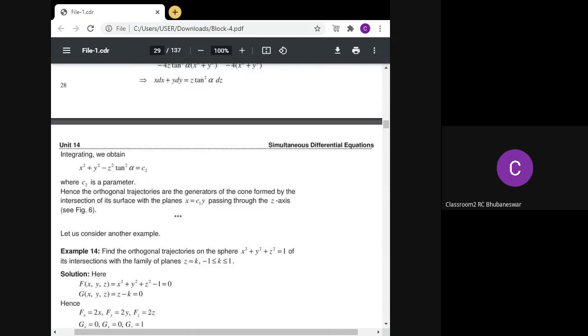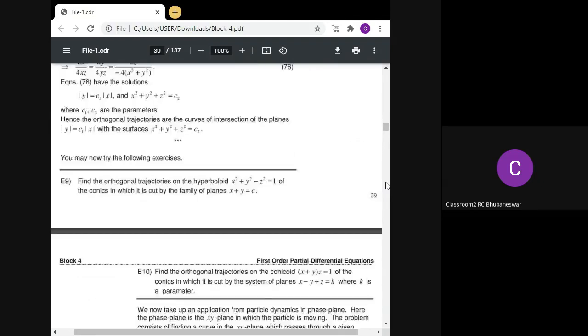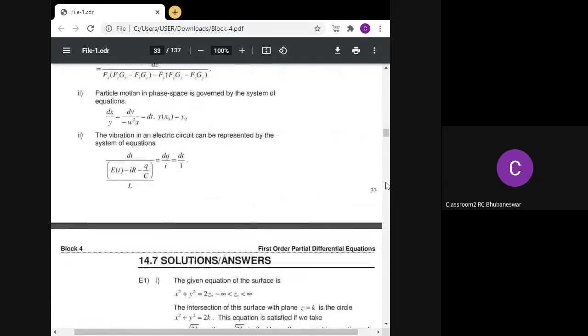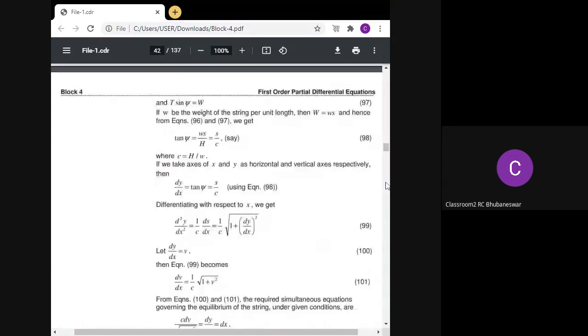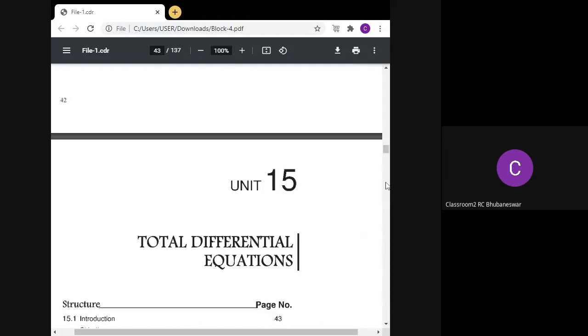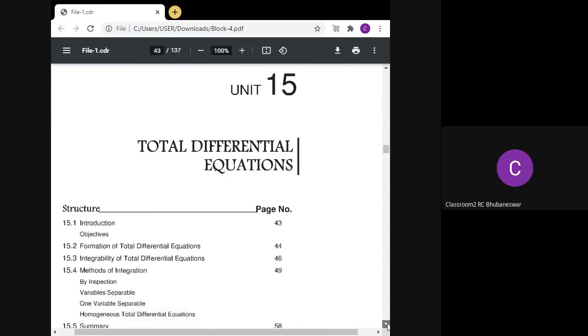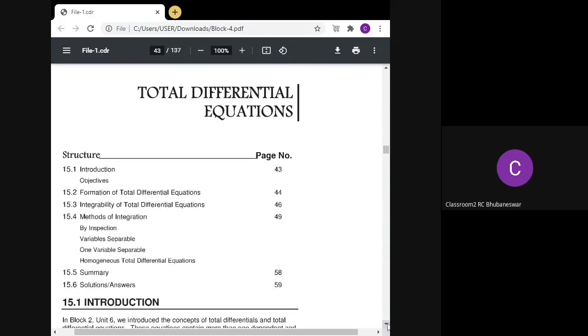So after this application, we are moving towards the next unit, that is unit number 15, on page number 44. So let us move to page number 44. Here on page number 44, we discuss total differential equations. This is the outline of how we can approach this particular unit.